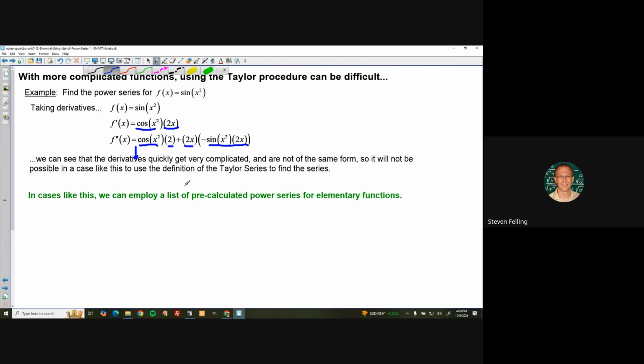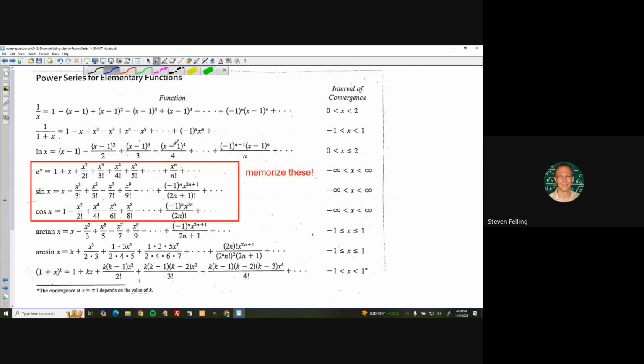So while it's possible to do that, it would be very difficult to write anything other than a second or third degree Taylor polynomial for this, and definitely difficult to come up with a general expression for the Taylor series. But in cases like this, we can employ a pre-calculated list of standard power series for certain elementary functions. And this would be a list of such functions. We're going to give you a list like this in class, and you're allowed to use the list on this unit test that's coming up. But of course, you do not have availability of this list for the AP exam.